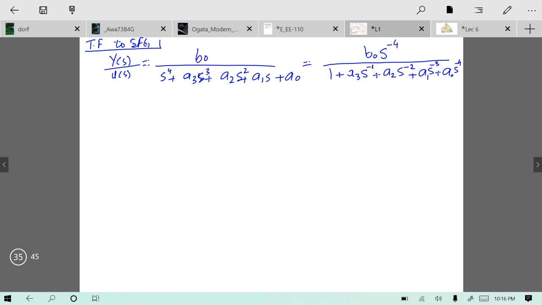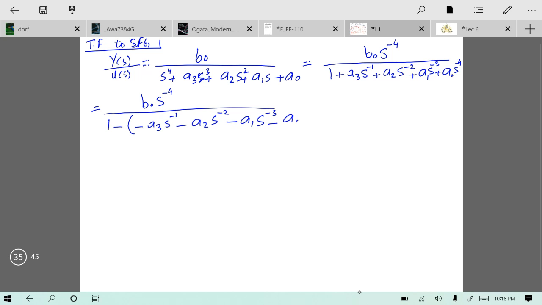Now, in terms of totally writing it in terms of Mason's rule, which was 1 minus, I have an equation like this: b naught s raised to the power minus 4 divided by 1 minus the sum of individual loops, which is actually minus a3 s inverse minus a2 s^-2 minus a1 s^-3 minus a naught s^-4. So my transfer function now looks something like this. Now somehow I have a glimpse that I can make a signal flow graph out of this transfer function by a kind of reverse engineering.